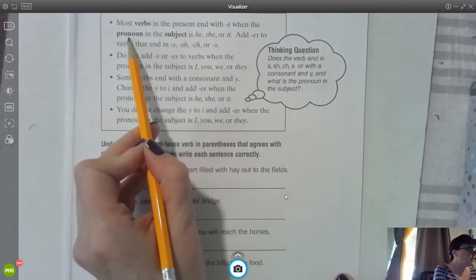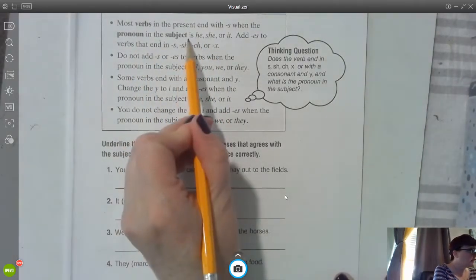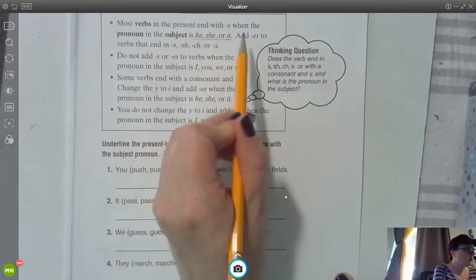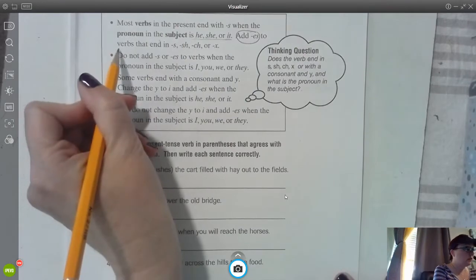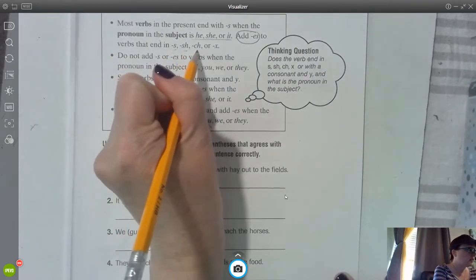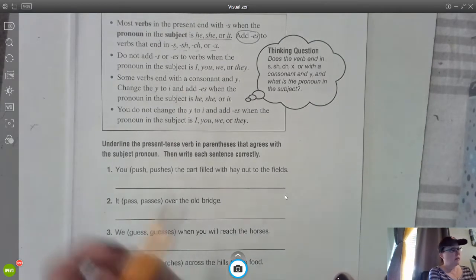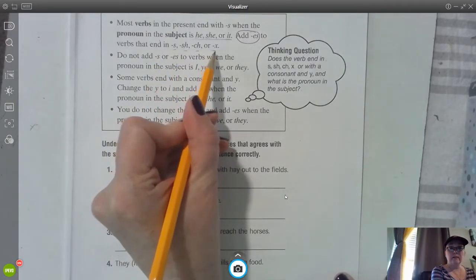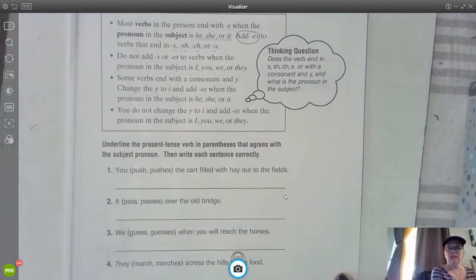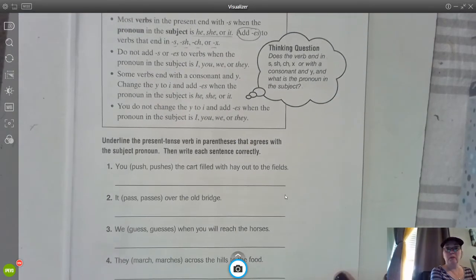So if the pronoun is he, she, or it. He, she, or it. If it's one of these three, I'm going to add the ES to the verb that end in S, SH, CH, or X. Now, if you guys remember our spelling rules for ES and IES, these are our endings right here, right? Some of them. So that shouldn't be too hard for us to remember from our spelling rules.